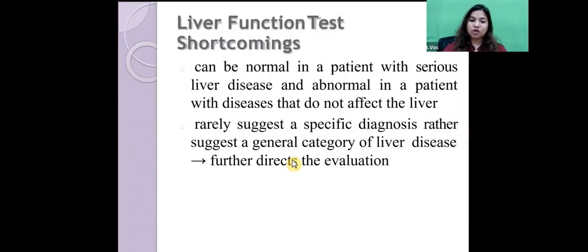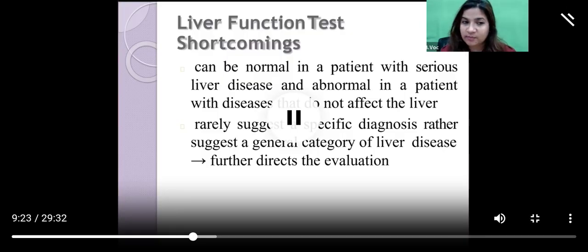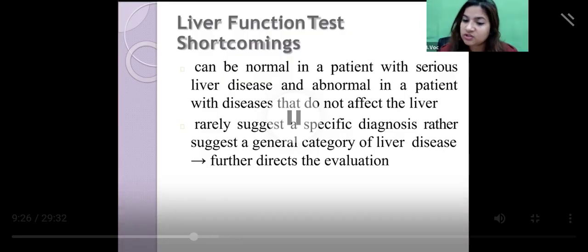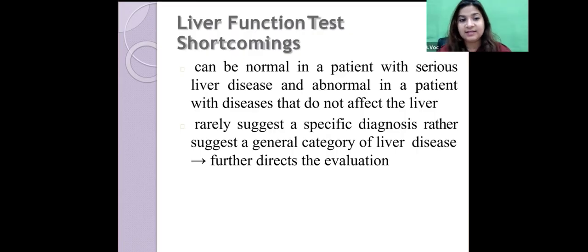So, what are the shortcomings now of the liver function test? The results can be normal in a patient with serious liver disease, and abnormal in a patient with disease that does not affect the liver. So basically, we can conclude by this line that the shortcoming is that false positive or false negative results can be there, which may lead to erroneous test results in the laboratory. Next, it rarely suggests a specific diagnosis, rather suggests a general category of the liver disease.